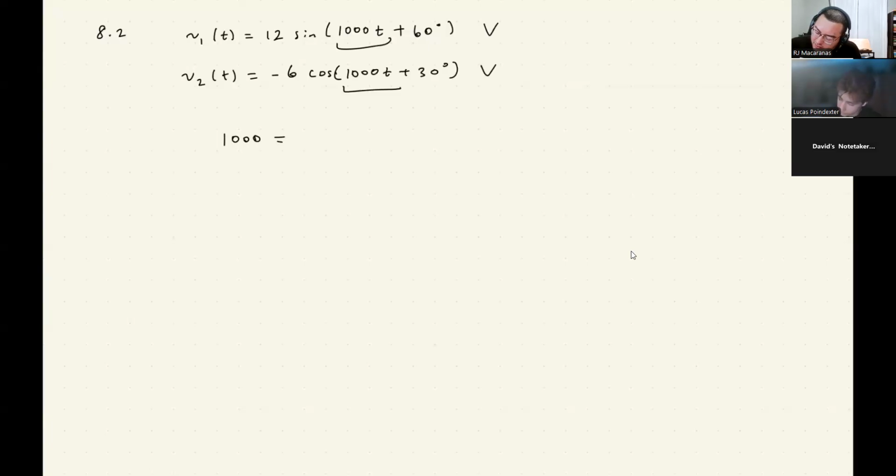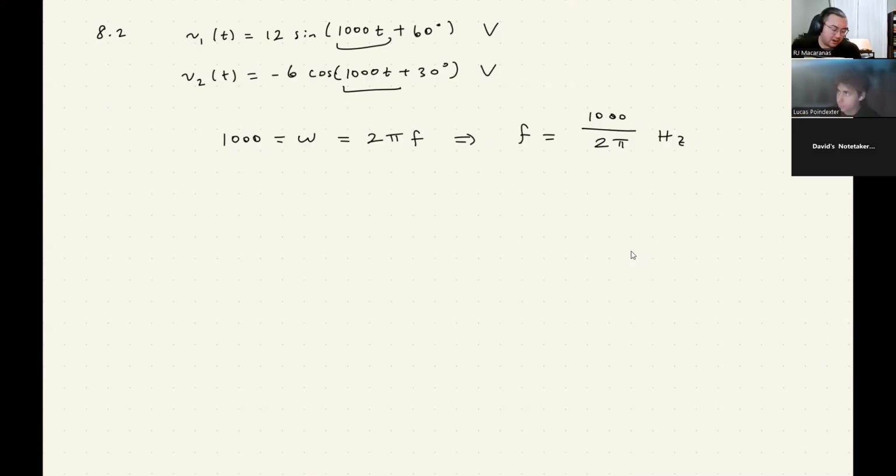So this is omega. If we look for the actual frequency, then we can find that this frequency is 1000 over 2 pi hertz. So that's our frequency. And then the next thing that we want to do is determine the phase.